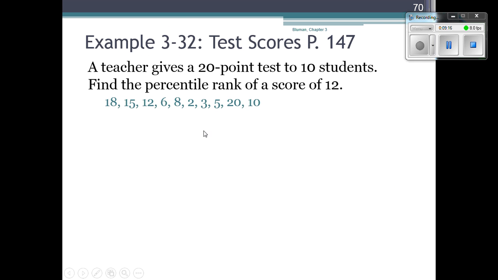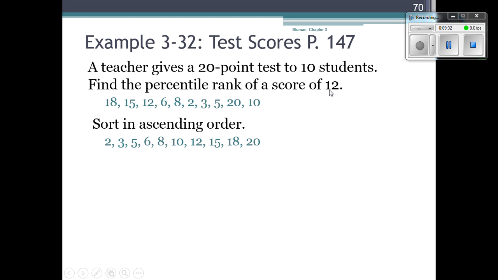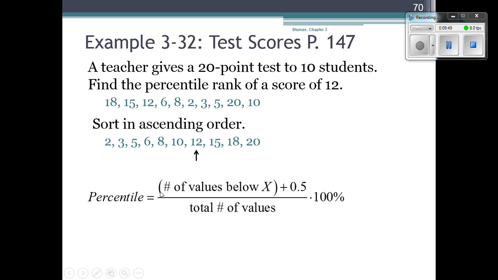Okay, so here we go. Here are 10 students. Again, we don't have 100 pieces of data here, so your groups aren't going to have a full one person for each one. Find the percentile rank of a score of 12. First thing you want to do is take all the data and sort it from least to greatest. So here we have all that data sorted. We want to find where a score of 12 falls. So we take our formula. There's your 12 right here. How many values fall below X? Count them up.